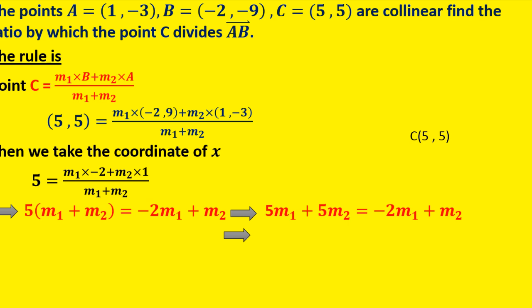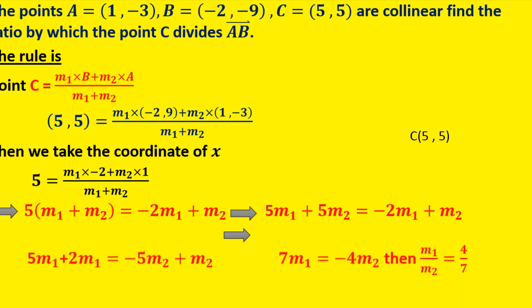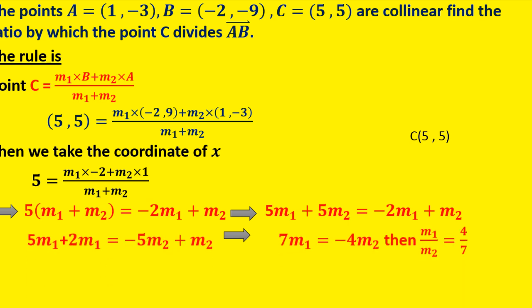Move m1 and m2, so I have now negative 2 m1 and on the other side positive 2 m1. So on the first side I have 5 m1 plus 2 m1 equals, move 5 m2 to the other side by negative, so on the other side I have negative 5 m2 plus m2. 5 m1 plus 2 m1 equals 7 m1, and negative 5 plus 1 equals negative 4. So the ratio between them, m1 over m2, is 4 to 7.